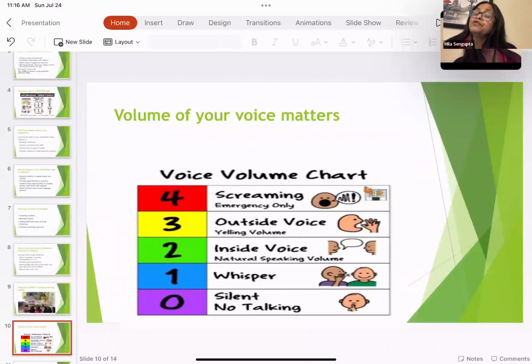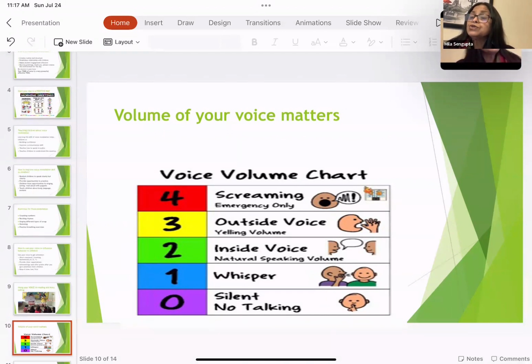So volume of your voice matters. When we are talking about the modulation and the tone, we also are going to talk about the volume of your voice. How high are you or how low are you? What is the pitch of your voice, which is also very important because it creates and maintains that classroom structure and equilibrium in the classroom.